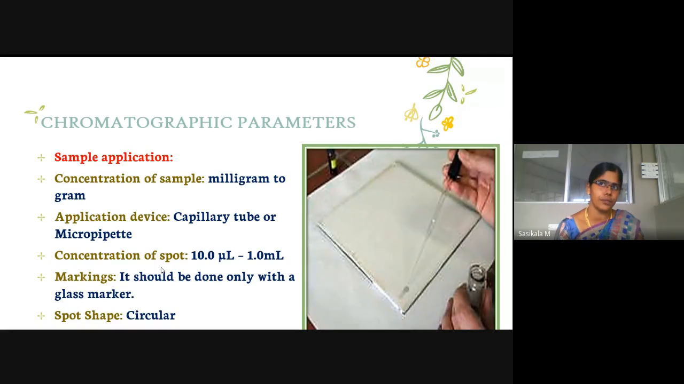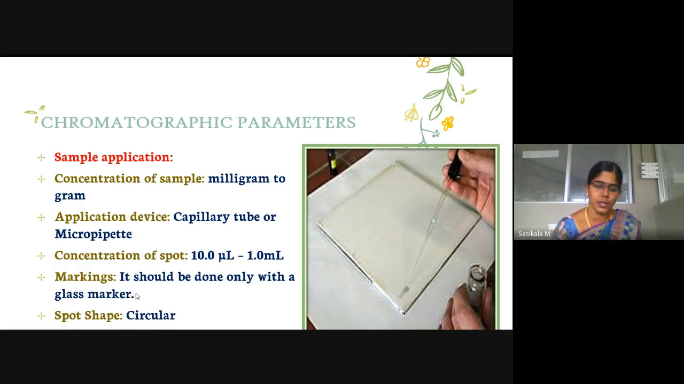TLC is applicable only for separation and identification. Here it is used for separation, identification and then isolation also. This is the next level compared with TLC. Here the concentration is milligram to gram, whereas in TLC it is in the microgram to milligram range. Application devices are the same, but the spot volume there is only in microliters, a maximum of 10 microliter, here up to 1 ml we can spot.